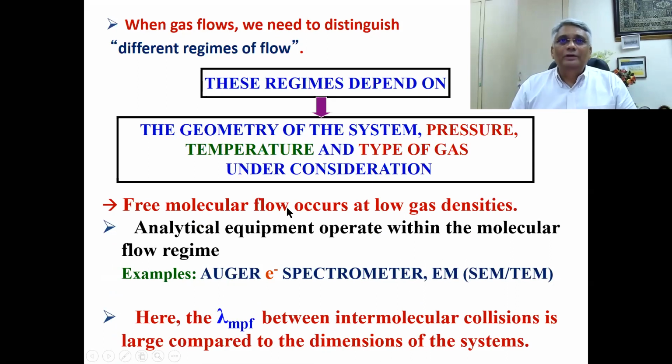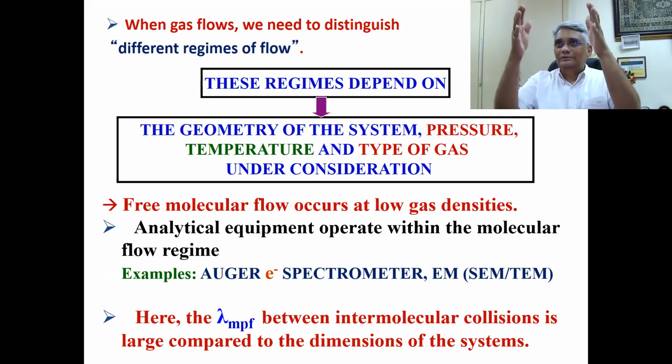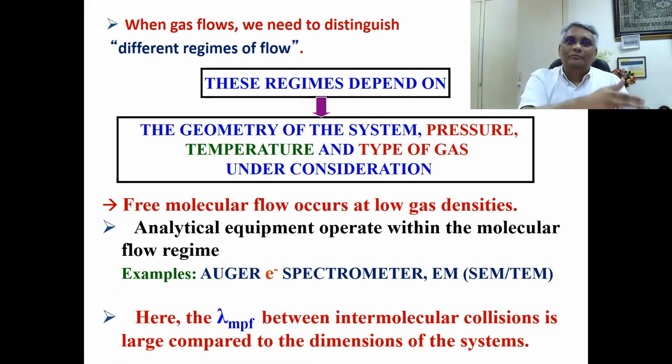We talked about the free molecular flow at low gas densities. That means when the gas pressure is low inside a given container or a chamber, we talk about the molecular flow, right? It's like the nice way water flows on a smooth surface without any hindrance, okay? Now, analytical equipment operate within the molecular flow regimes. This is very important, right?